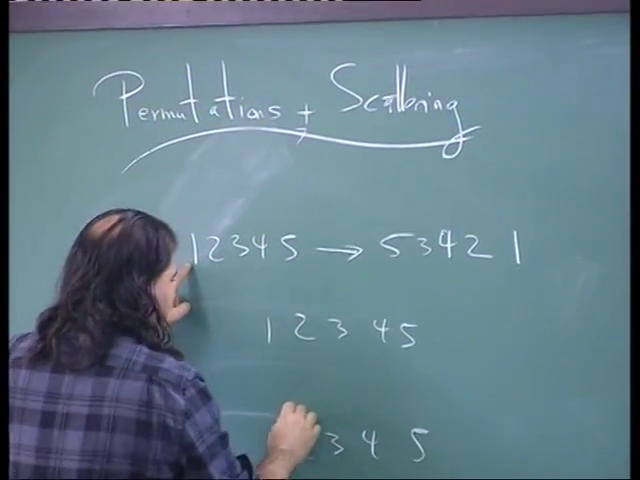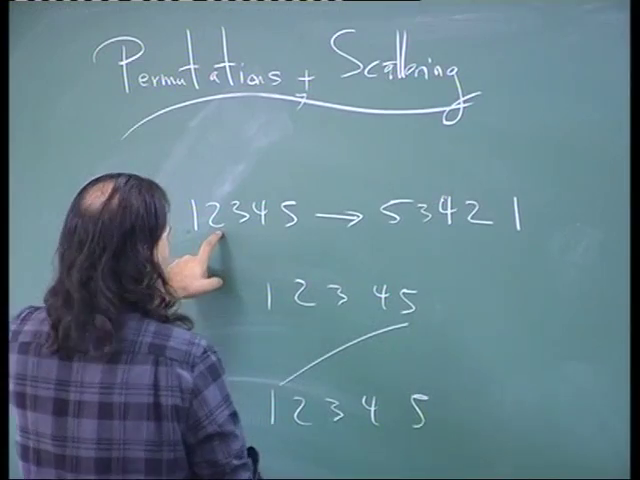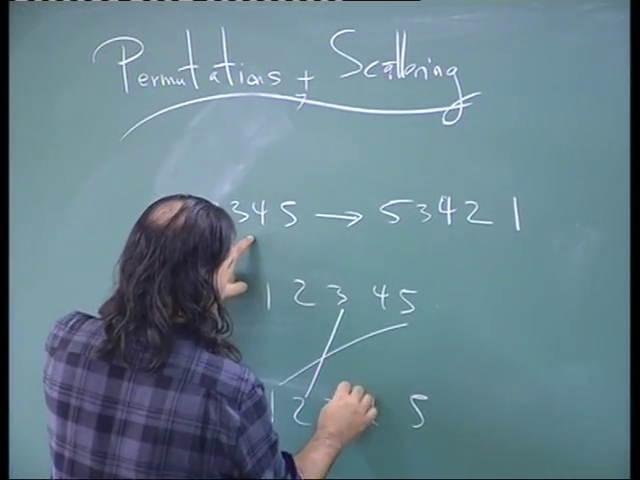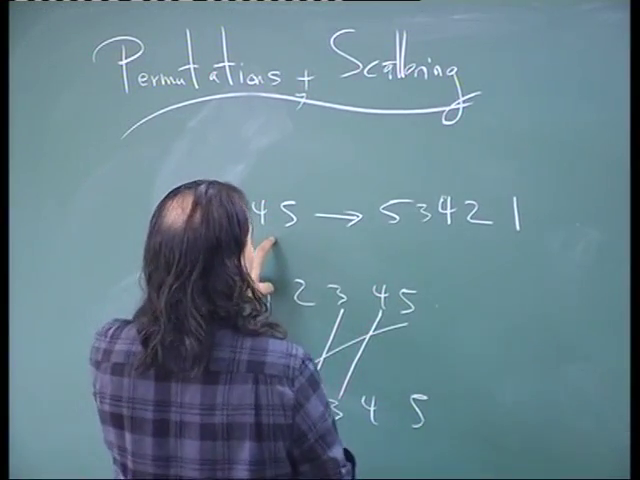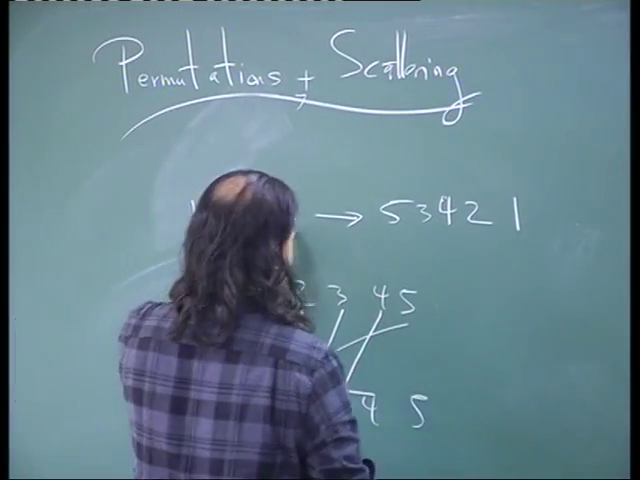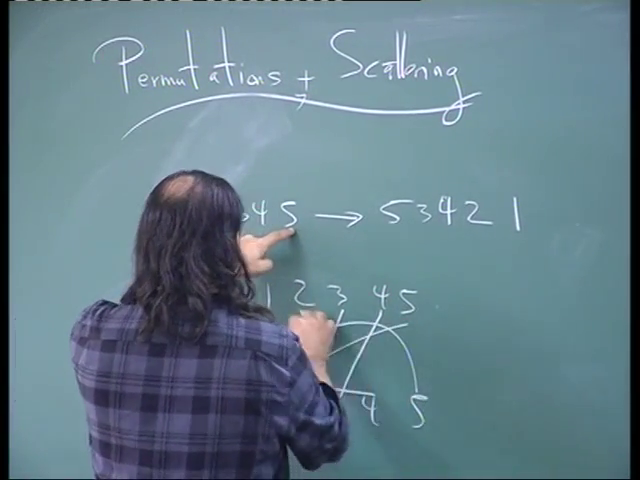Okay, so 1 goes to 5, 2 goes to 3, 3 goes to 4, 4 goes to 2, 5 goes back to 1. Okay.